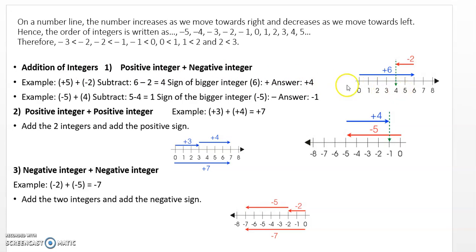How to represent it on the number line? It is given 6. Okay, so we are moving 6 digits from the 0. Then afterwards it is minus 2, so you have to move back. What answer will you get? 4. So that is the answer, 4.